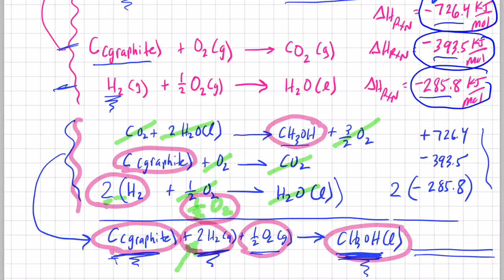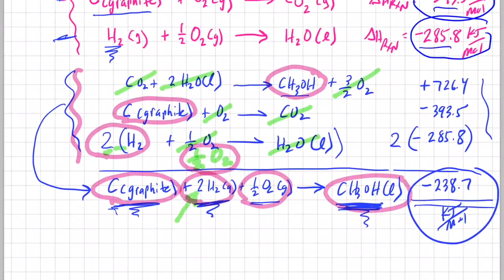726.4 plus a negative 393.5 plus, I'm going to use my parentheses key here, 2 times a negative 285.8. And I end up with negative 238.7 kilojoules per mole of methanol produced from its elements.